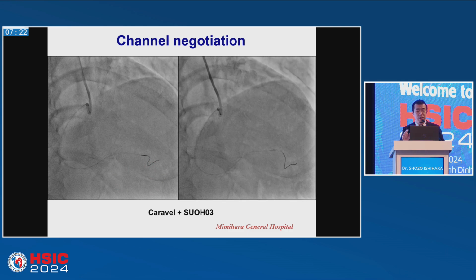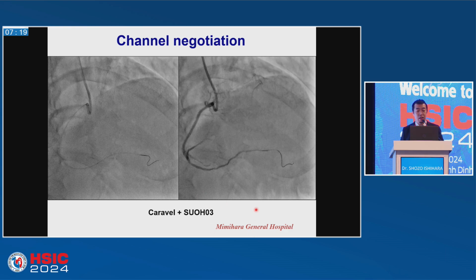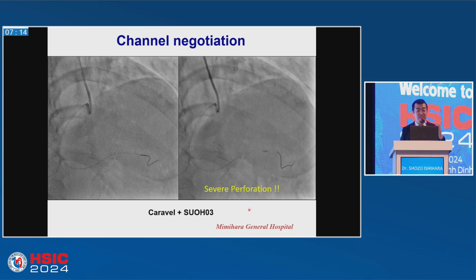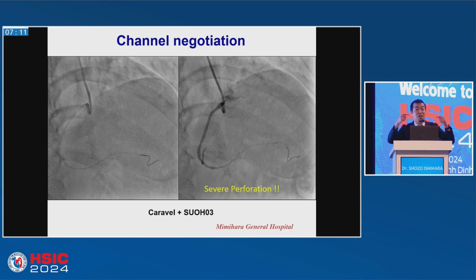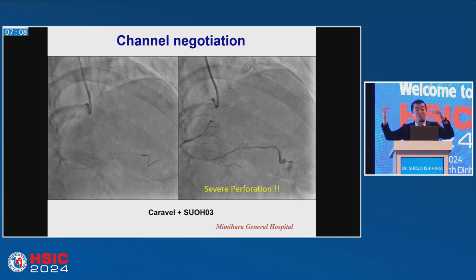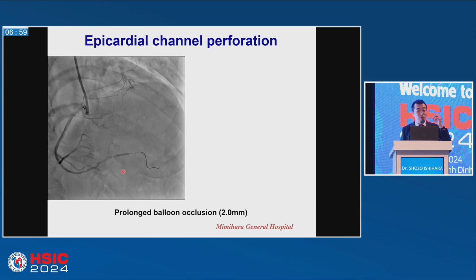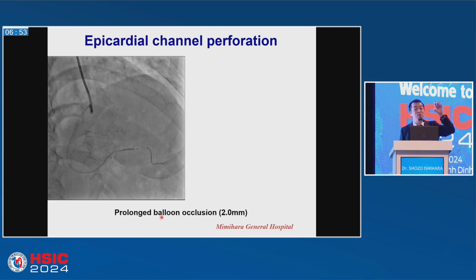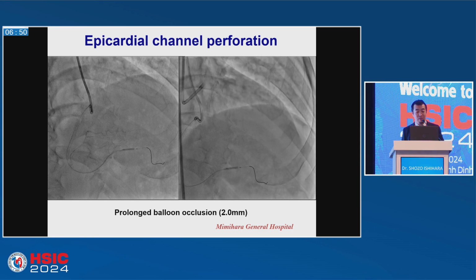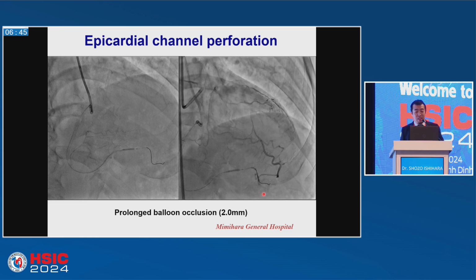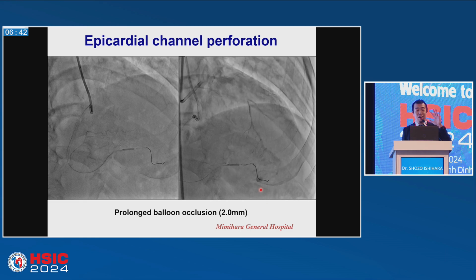At this point, let's check with contrast injection. Unfortunately, there was a very severe perforation like this. This is a collateral channel, so blood flow is coming both antegrade and retrograde, from both sides. So it's a problem. At first, we quickly inflated a balloon at the proximal part to stop the bleeding, using a 2.0 balloon. Then we checked the opposite side. We can see a little bit of bleeding still, but I think it's acceptable.